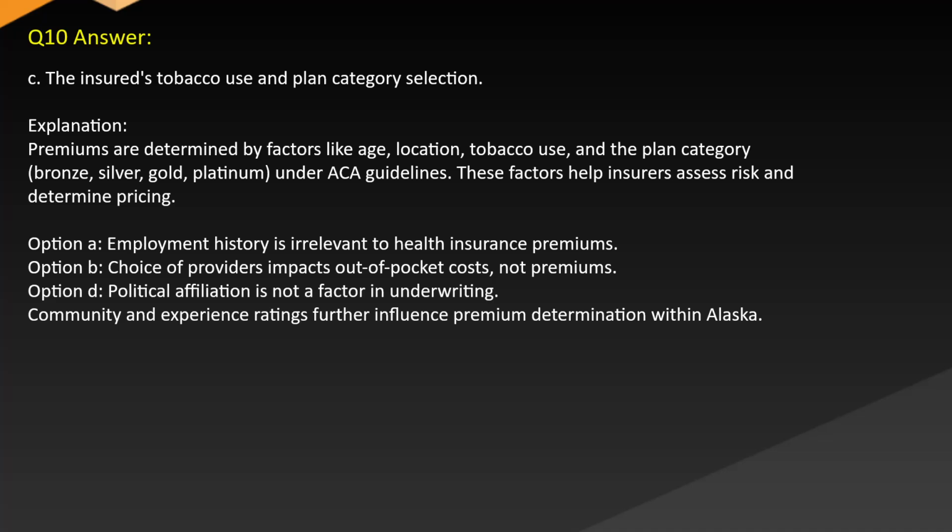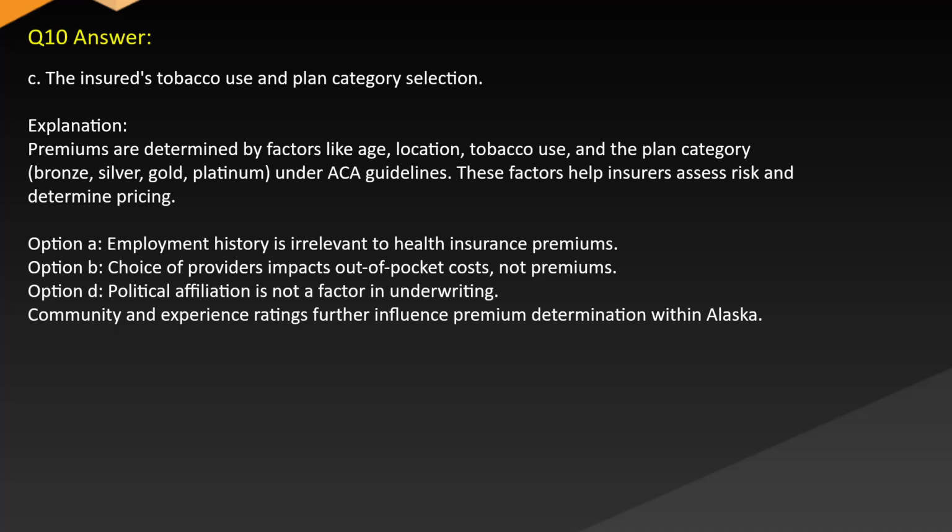Answer. C. The insured's tobacco use and plan category selection. Explanation. Premiums are determined by factors like age, location, tobacco use, and the plan category (bronze, silver, gold, platinum) under CAG guidelines. These factors help insurers assess risk and determine pricing.